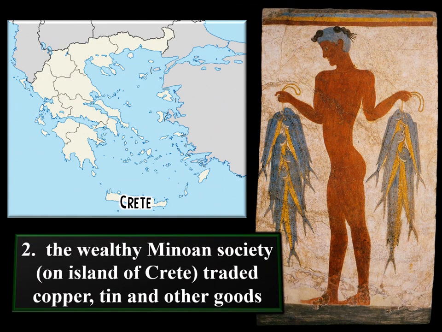The wealthy Minoan society on the island of Crete was an early Bronze Age civilization for Greece. They traded copper, tin, and other goods. They were mostly a peaceful, seafaring people. We don't see a lot of fortifications left of these people, so it leads us to believe that they were a peaceful people.